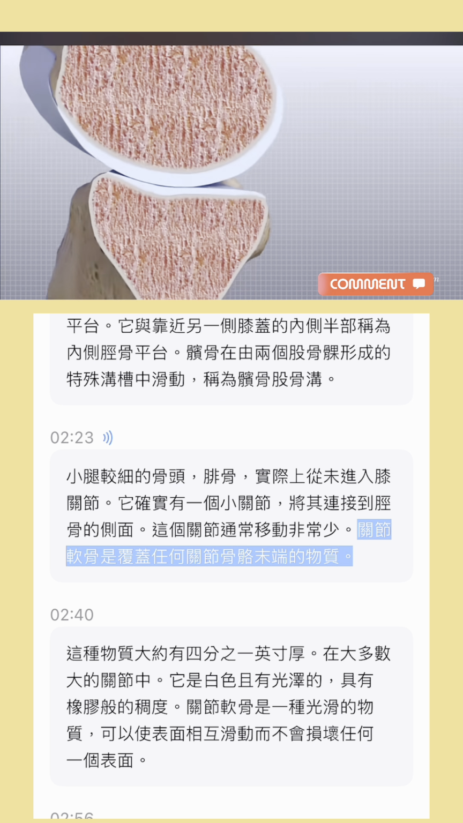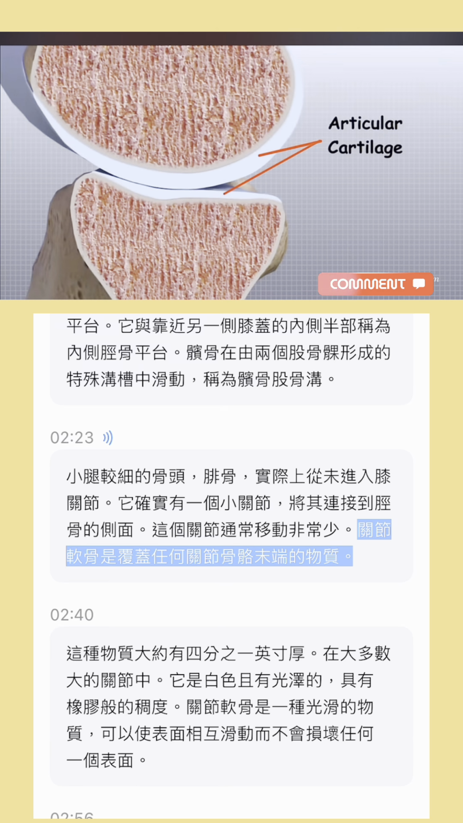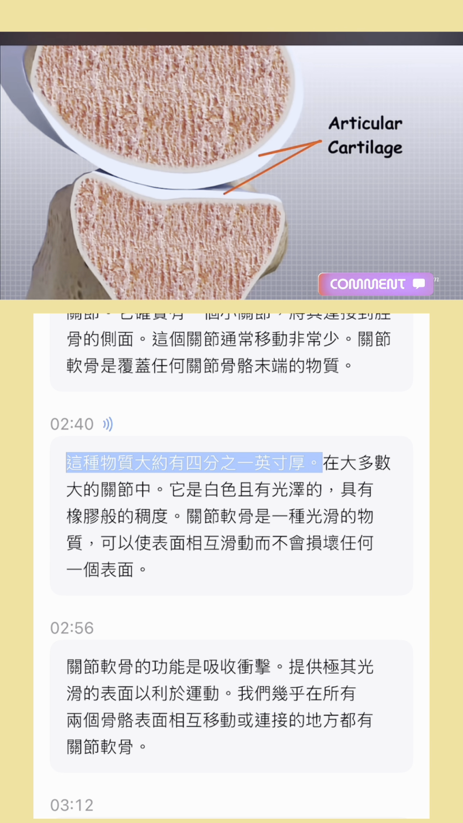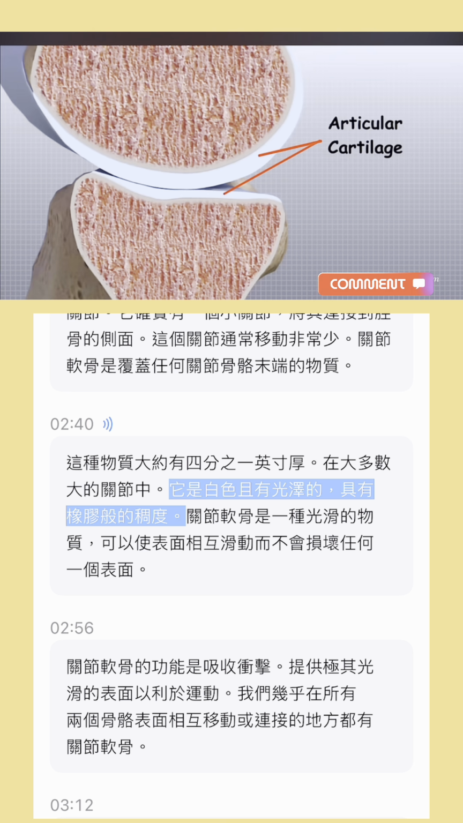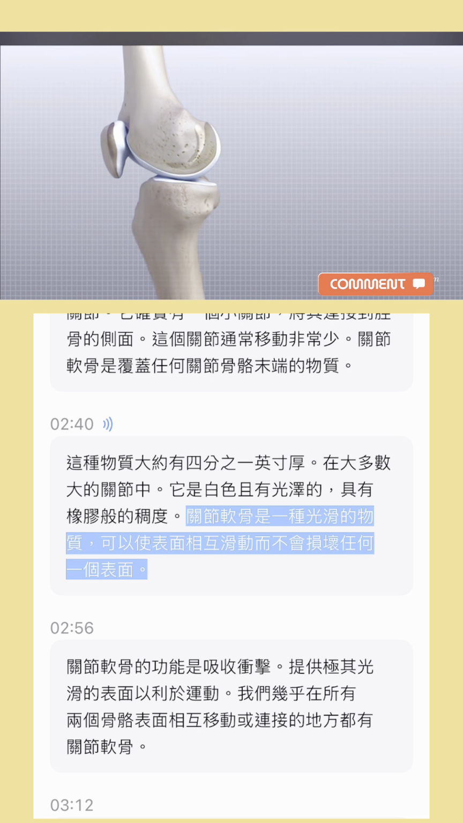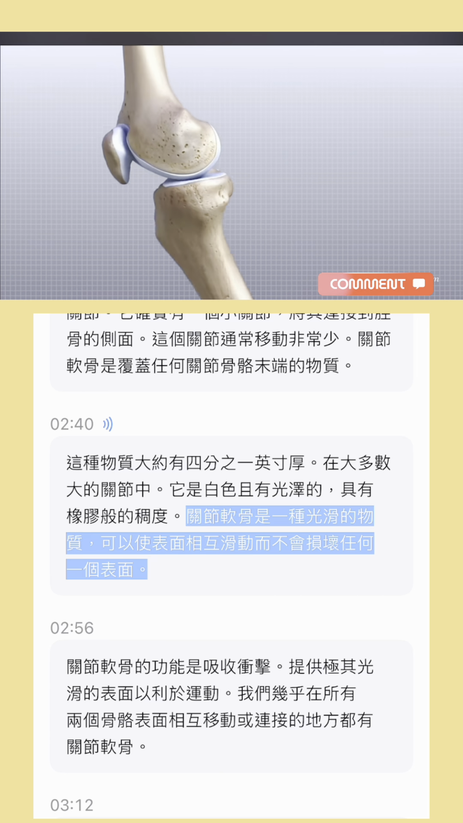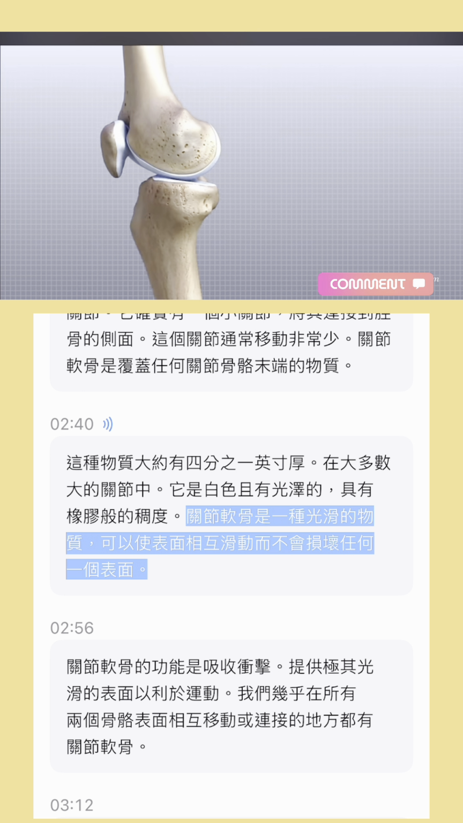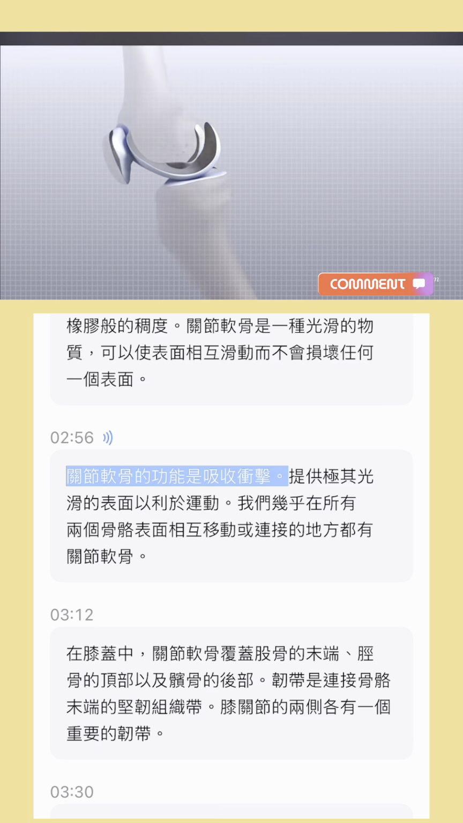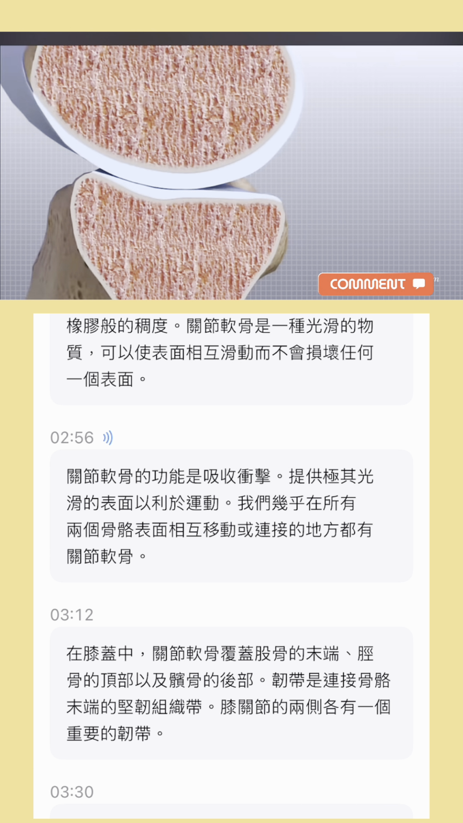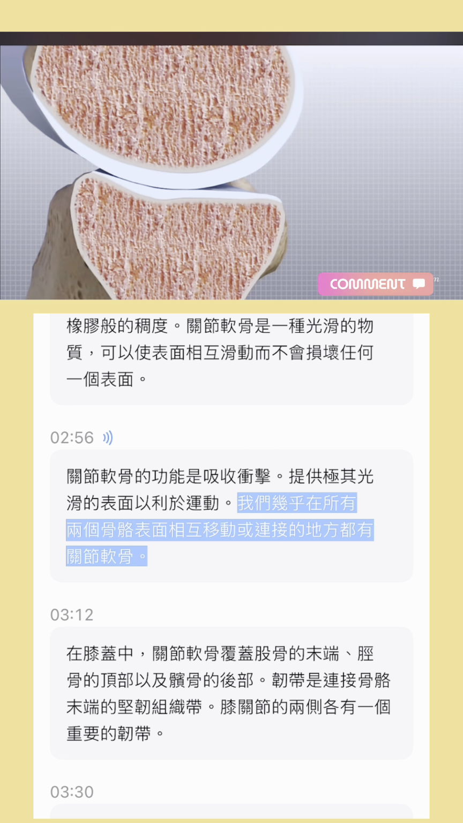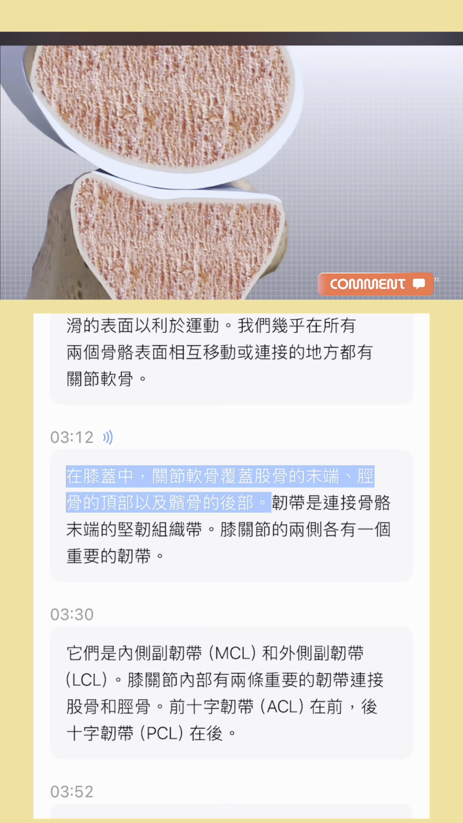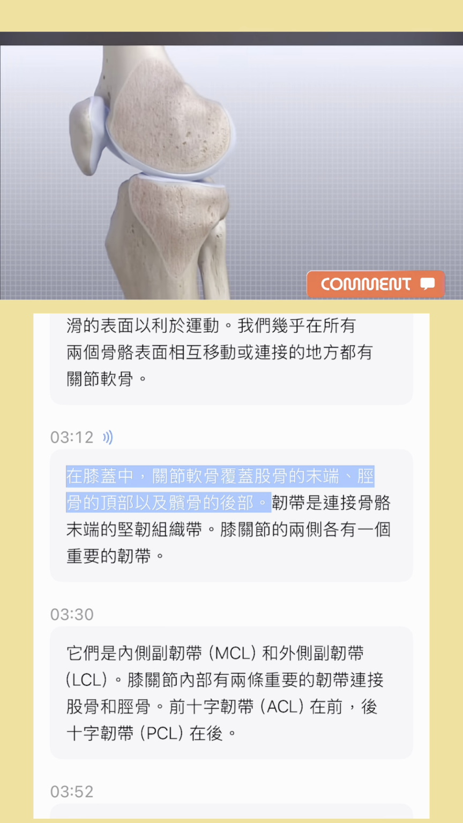Articular cartilage is the material that covers the ends of the bones of any joint. This material is about 1/4 of an inch thick in most large joints. It is white and shiny with a rubbery consistency. Articular cartilage is a slippery substance that allows the surfaces to slide against one another without damage to either surface. The function of articular cartilage is to absorb shock and provide an extremely smooth surface to facilitate motion. We have articular cartilage essentially everywhere that two bony surfaces move against one another, or articulate. In the knee, articular cartilage covers the ends of the femur, the top of the tibia, and the back of the patella.